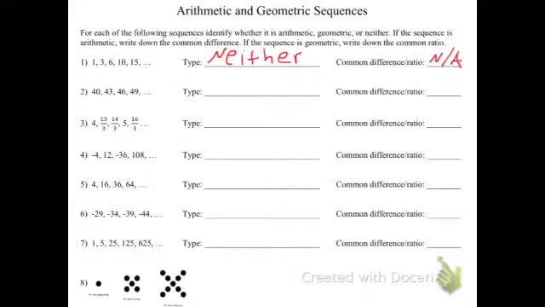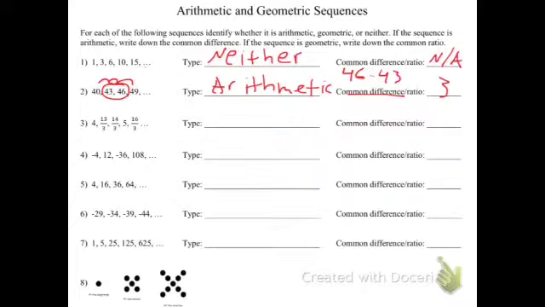Okay, next one. Let's start with addition. Plus 3, plus 3, plus 3. Oh, so this one's looking like an arithmetic one because it's adding the same number each time. So arithmetic. And the common difference can be found by taking any two numbers and you subtract the first from the second. So that'd be 46 minus 43, which is a difference of 3.